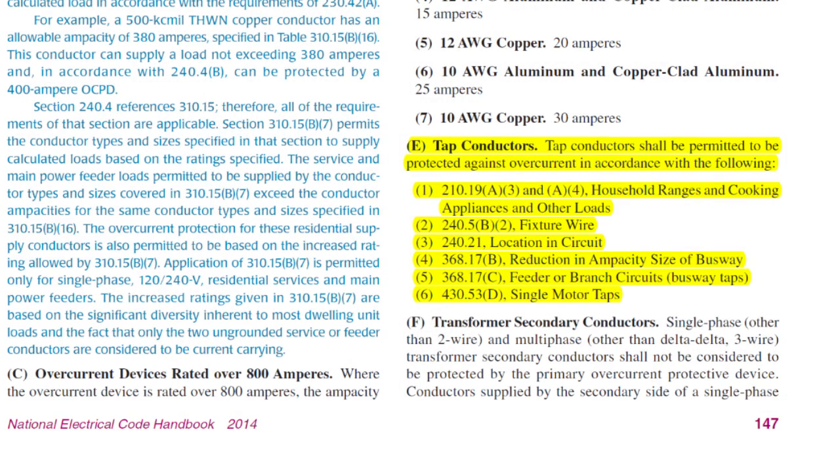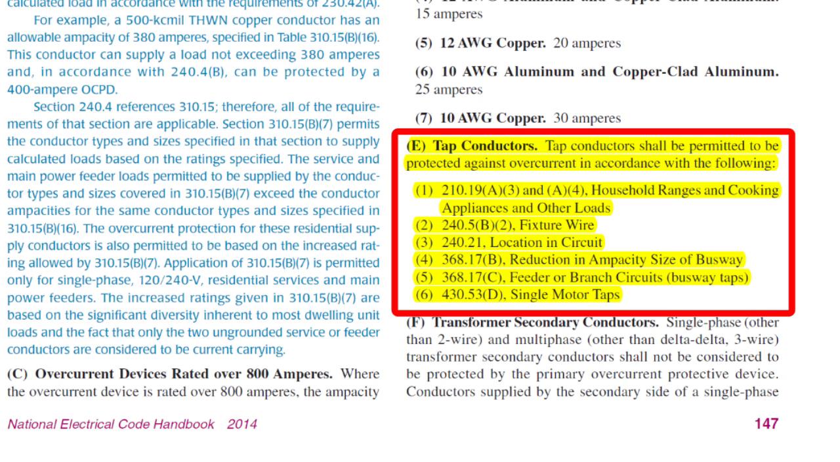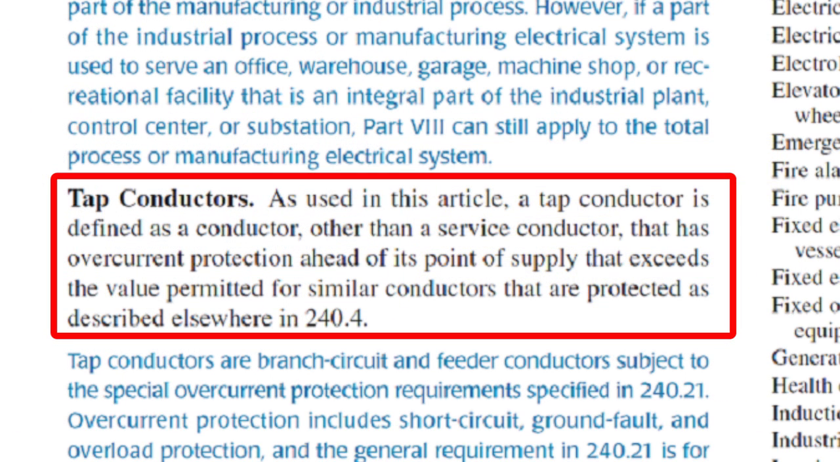Okay. And again, if we go to 240.4E and 240.2, we find the definition of tap conductor. So let's take a step even further. Let's go right back to what a tap conductor is, or what makes something a tap conductor. A tap conductor is generally smaller than the conductor that it's being fed from. And once again, the overcurrent protective device is not located at the supply.